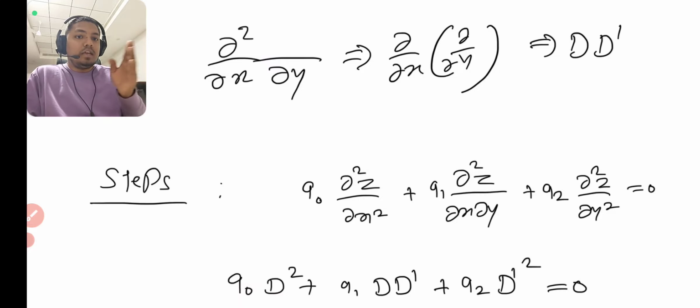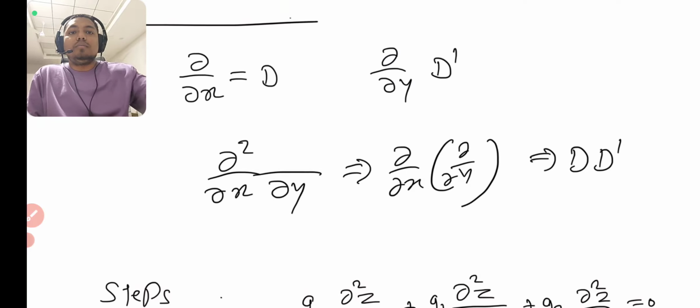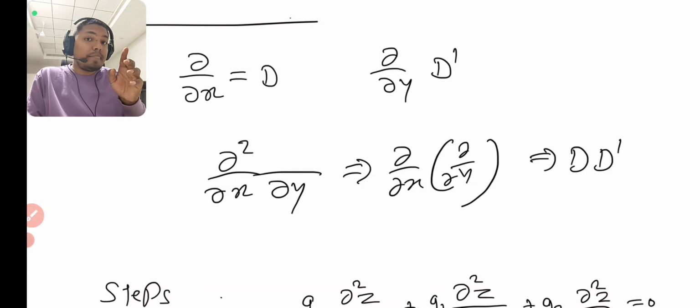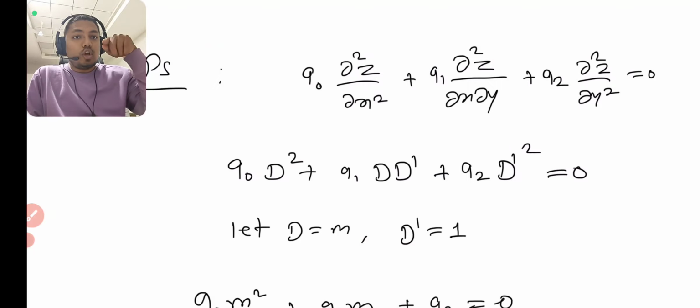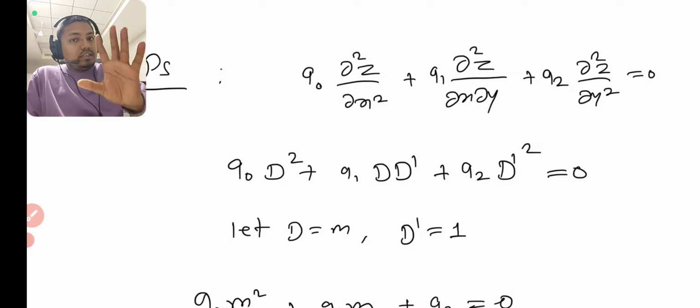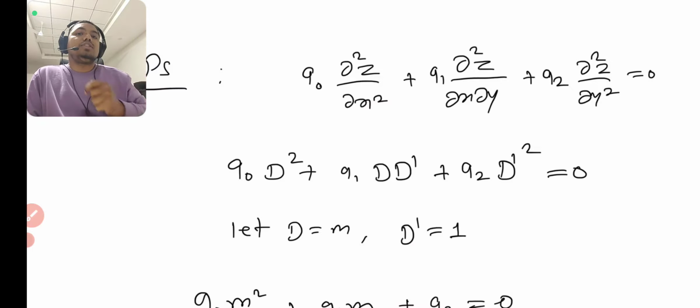Take z common. When you take z common, whatever is remaining, we'll be getting this form. ∂/∂x will become D, or ∂²/∂x² will become D². ∂/∂y will become D', and ∂²/∂y² will become D'². Like that we'll do here. So you can see when you take z common, the first term will become a0 D² plus a1 DD' plus a2 D'². Clear? Till here clear?